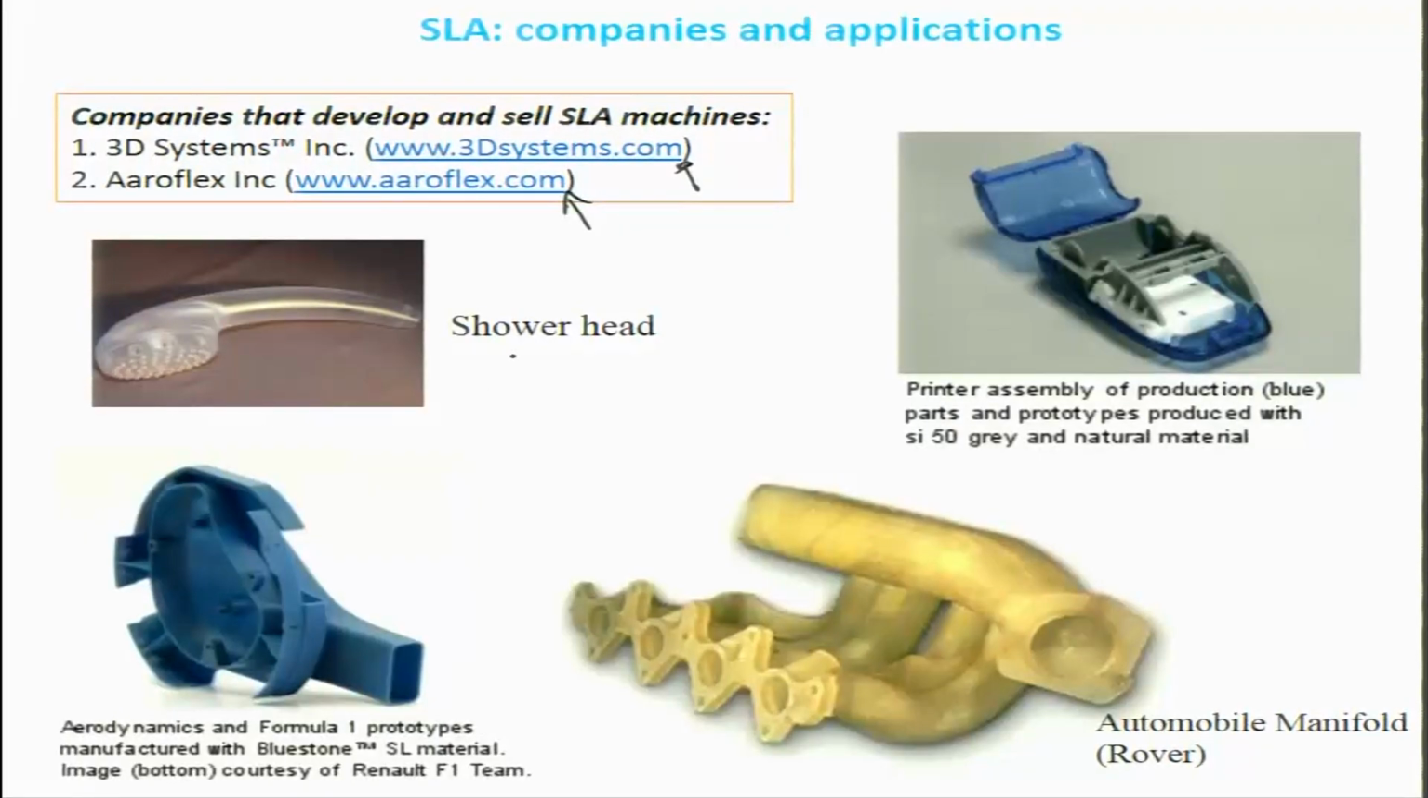So there are different companies which have been involved in developing these complex shapes using the stereo-lithography process. Some of the examples here are this shower head printer assembly for production of parts and prototypes. You can also look at these aerodynamic Formula 1 prototypes, or the automotive manifold. Okay, they're all being developed using stereo-lithography systems.